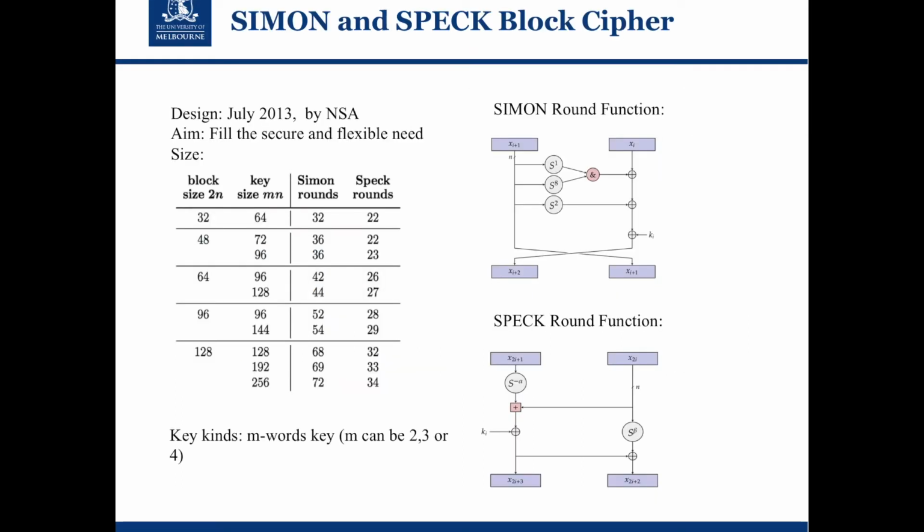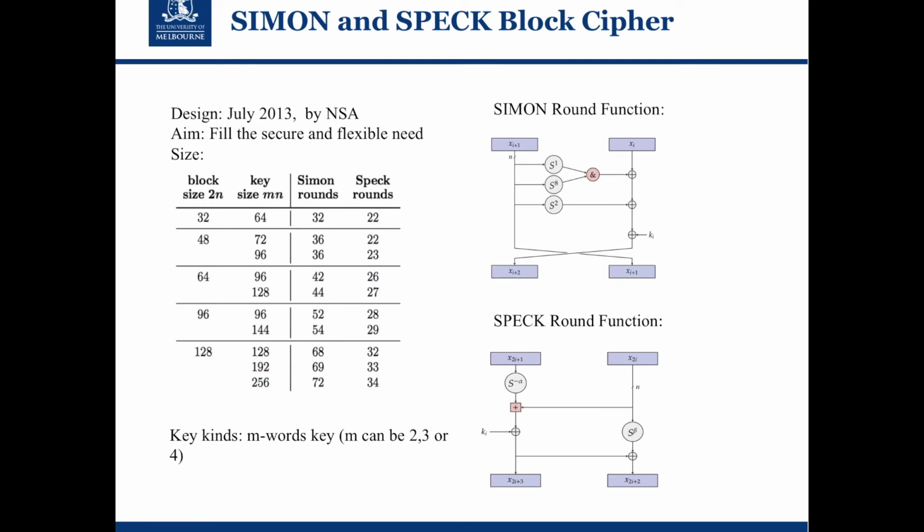Simon and Speck block ciphers were both designed in July 2013 by the NSA. The aim of designing these two similar ciphers is to meet the secure and flexible needs of many small devices. Simon and Speck need to be used for certain sizes of message. The table on the left side shows the size of the block message and the corresponding key. In the Simon and Speck algorithms, there are three kinds of keys, expressed by an m-word key. The m needs to be 2, 3, or 4.